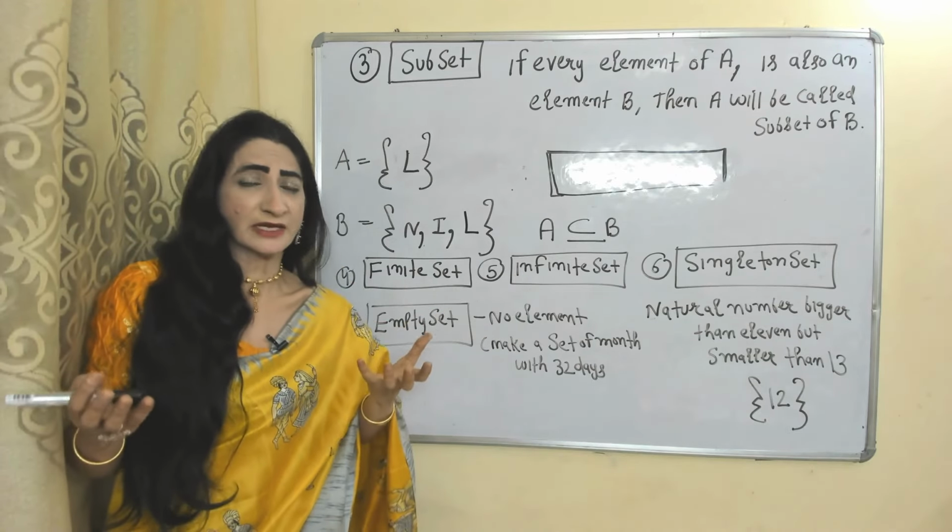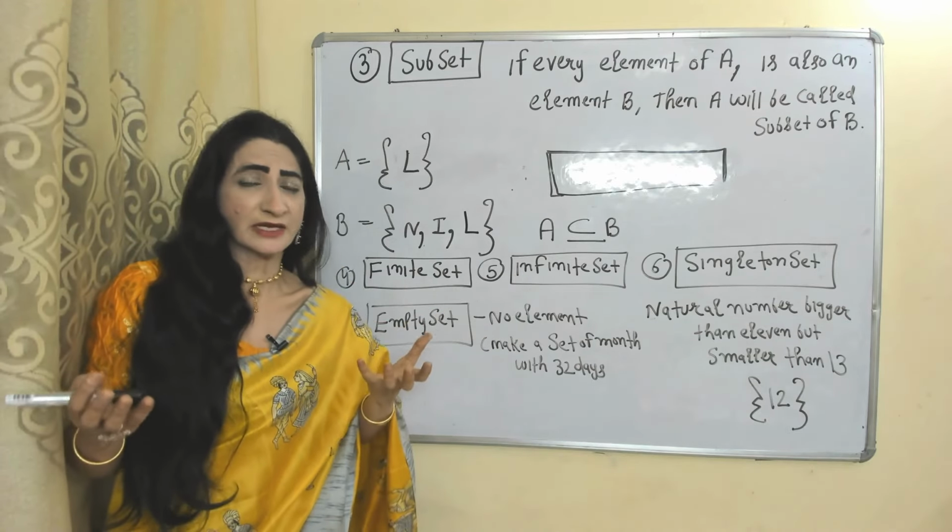For example, make a set of natural numbers which are bigger than 11 but smaller than 13. There is only one number, 12. So this set consists of only one element. It is called a singleton set. An empty set consists of no element. For example, make a set of months with 32 days. There is no month with 32 days. So this set consists of no element. It is called an empty set.